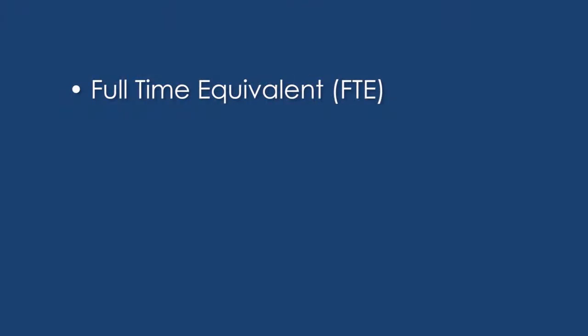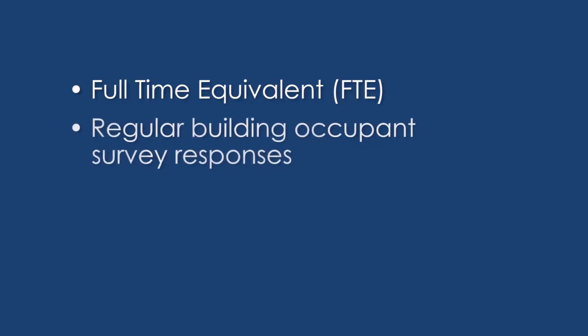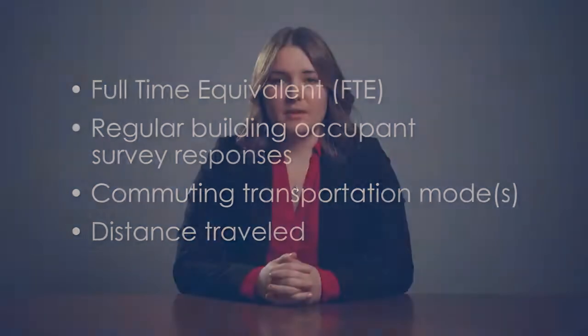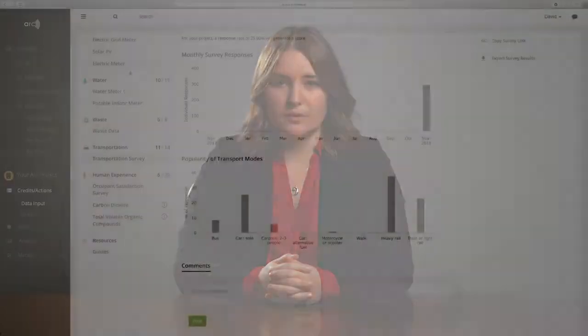All data is collected via the Transportation Survey conducted at least once a year: number of regular building occupants and visitors, regular building occupant survey responses, commuting transportation mode or modes, and distance traveled. An emissions value is calculated automatically in ARC for each building occupant that completes the survey, and an average emissions value is calculated by taking an average of the individual emissions. The project's average CO2 equivalent per one-way trip per occupant becomes the basis for the transportation performance score.